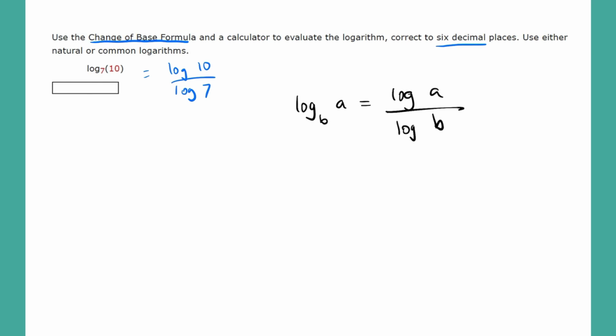That's a lot. So 1.18329. How many decimals do I have? 1, 2, 3, 4, 5. I need one more. Looks like it's 4, 6, so that's going to round up to a 5. So that's what I'm getting when I change the base from 7 to 10. And that concludes this section.